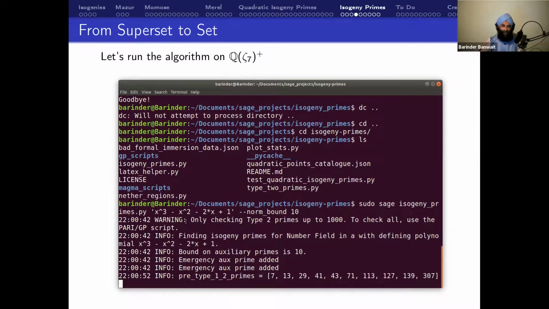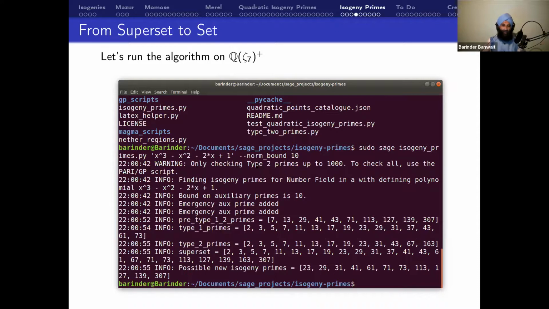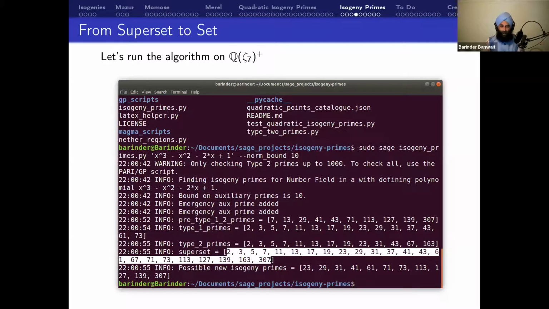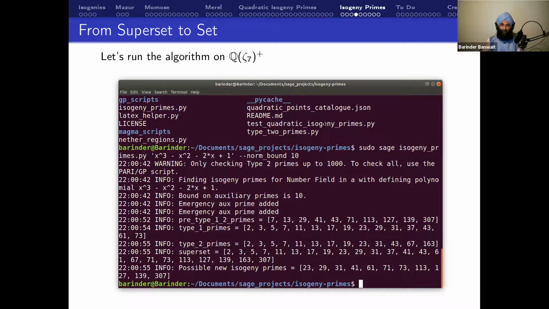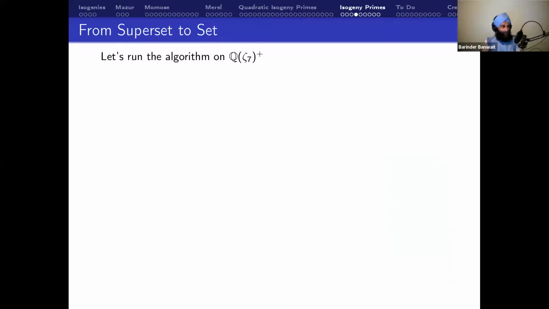While it's finishing, there is a PARI/GP part to this as well, which is very similar to before, so I'm not going to show that. Okay, it finished. So you get this as the superset of primes, but if one were to run that for norm bound 100, one will be able to get rid of many of those primes, and indeed one gets this as the tight superset. The primes up to 43, and these 4 are the primes.